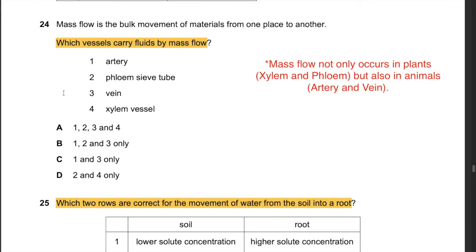Question 24. Mass flow is a bulk movement of materials from one place to another. Which vessels carry fluids by mass flow? 1. Artery, 2. Phloem sieve tube, 3. Vein, 4. Xylem vessel. Mass flow not only occurs in plants but also in humans and animals. Therefore, if we look at the options, mass flow occurs in both xylem and phloem, and in animals it's the artery and vein. Therefore, the answer is A, 1, 2, 3 and 4.